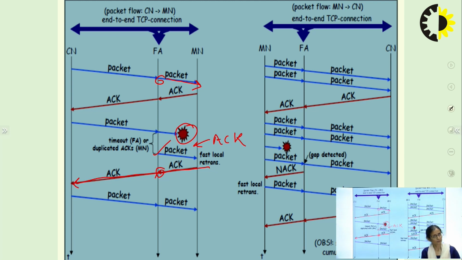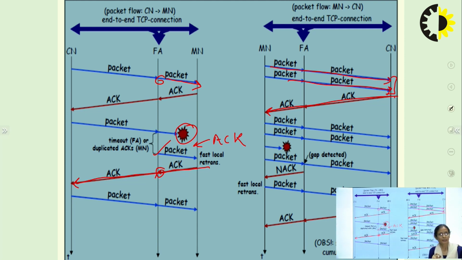Now the MN will send the packet and it will be received by the CN. For example, in this case, once the CN has received a particular group of packets, it sends the acknowledgement. It will send the acknowledgement and this acknowledgement is received by the MN.